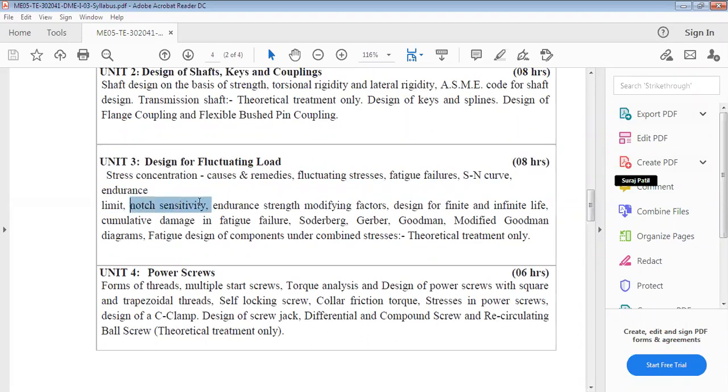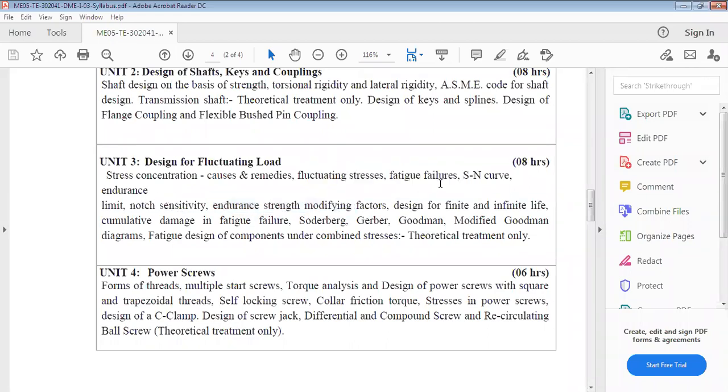Now sensitivity we have talked about, endurance strength modifying factors, and design for finite and infinite life. So today we'll cover design for finite life numerical, and we already talked about modifying factors. These are the Ka, Kb, Kc, Kd, right? So we talked about it. These are the factors like surface finish factor, size factor, reliability, and factor for the stress concentration. These are the endurance strength modifying factors.